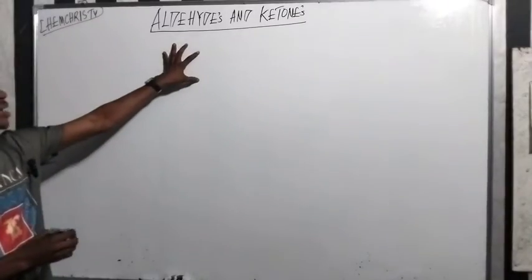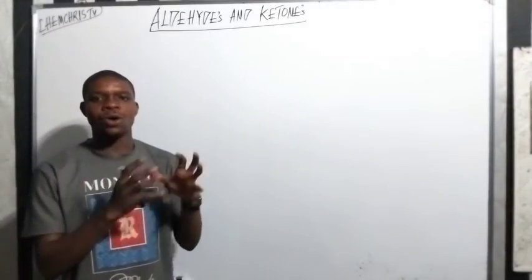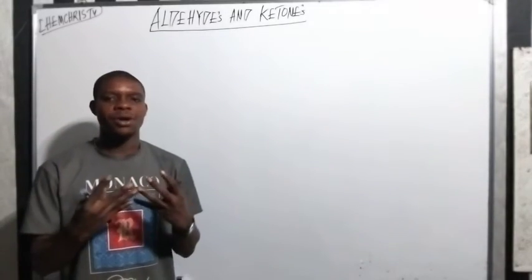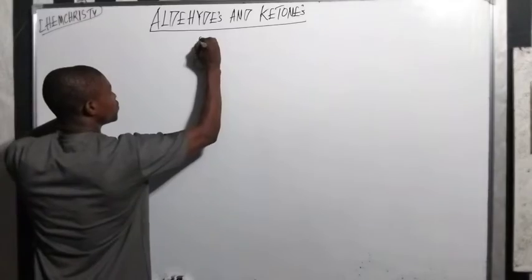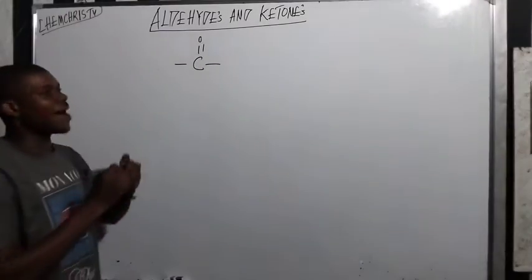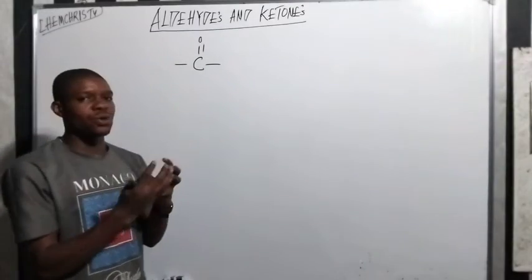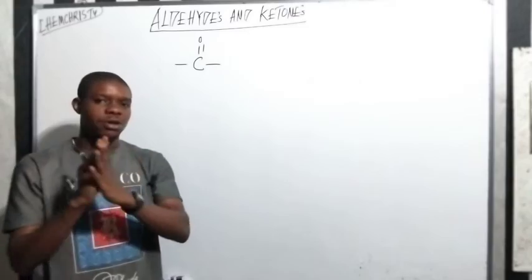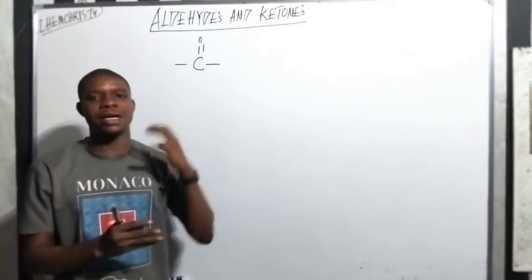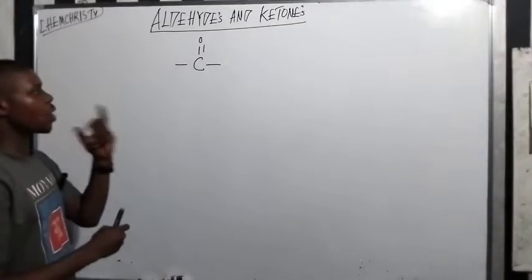Now we're talking about aldehyde and ketone. Aldehydes and ketones are a class of organic compounds that have the same functional group, which is called the carbonyl functional group. Because they have the same functional group, they have similarities. So aldehyde and ketone undergo the same preparation and reactions, which I'm going to talk about later in the video. But before we look at that, let's look at the carbonyl.